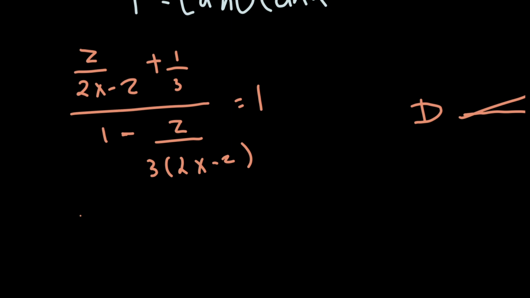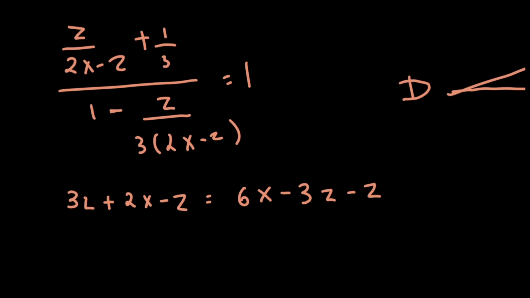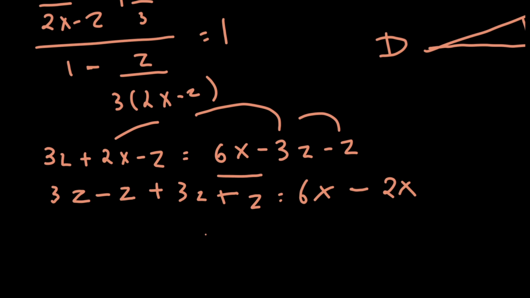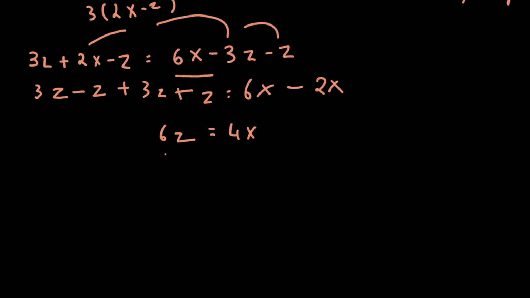After some simplification work, this thing will turn out to be 3 times z plus 2 times x minus z equals 6 times x minus 3 times z minus z. Now let us simplify the like terms. So on the left hand side 3z plus 3z minus z equals 6 times x minus 2 times x. Okay. Now the final result of the left hand side will be 6 times z, and this thing is equal to 4 times x. Okay, now to simplify this further, we can simply divide by 6 on both sides.